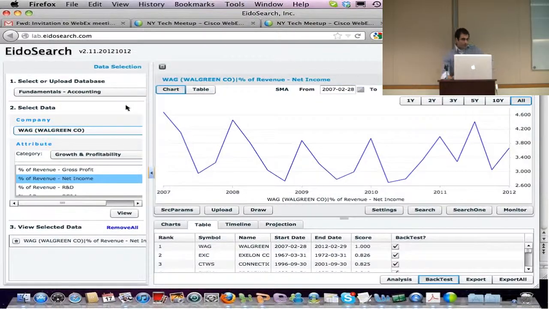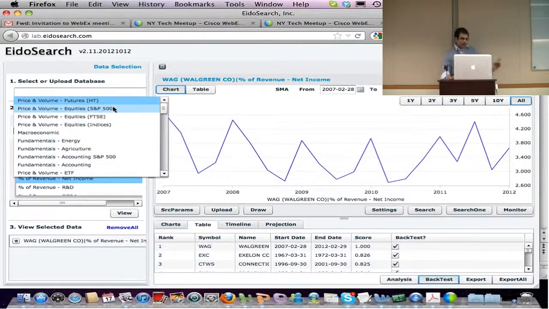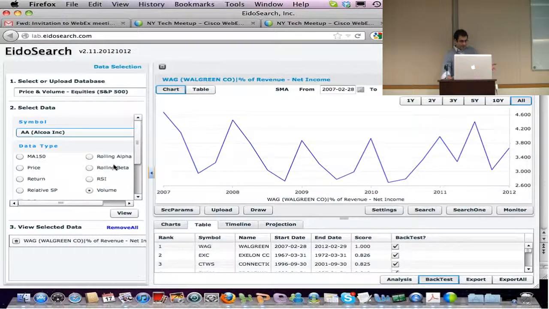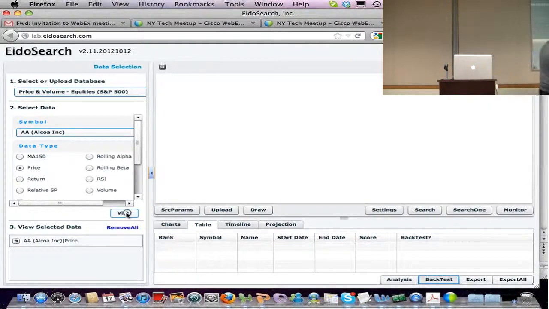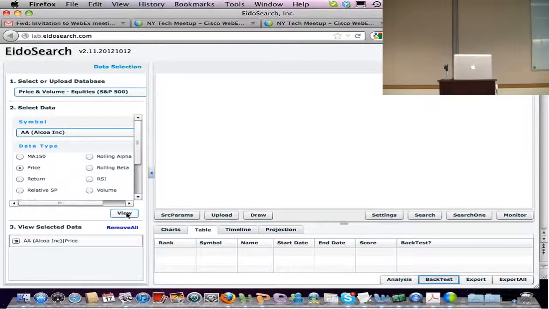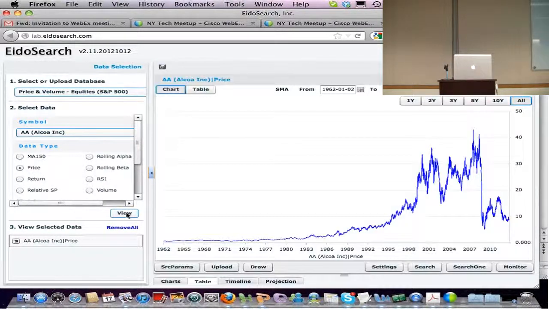But let's start with a straightforward example. Say that Alcoa is on your watch list. Okay. Here I'm pulling up Alcoa. This is the daily price history going back to 1962. Okay, it's a portfolio holding or watch list stock.